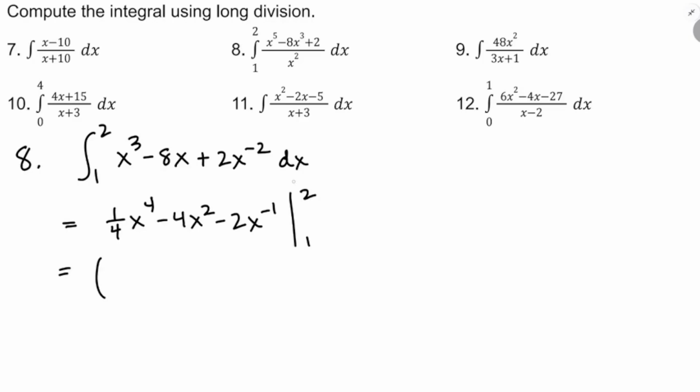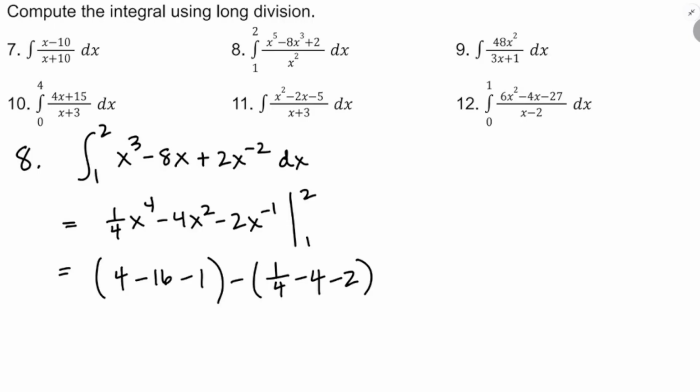So I'm going to plug in 2, and I'll have 2 to the 4 is 16 over 4. Minus 4 times 4 is 16. 2 times 1/2 would be 1. Okay, and then when I plug in 1, I'll get 1/4 x to the 4th is a 1/4 minus 4 minus a 2, because any power of 1 is going to equal 1.